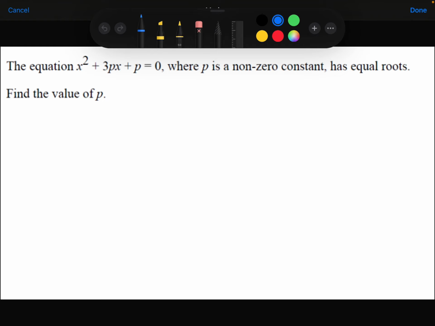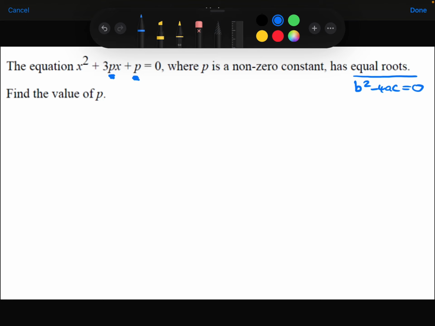So, in this question, we are told that the equation x squared plus 3px plus p equals 0, where p is a non-zero constant, has equal roots. We need to find the value of p. So what value of p here means that this equation has equal roots? So equal roots means that the discriminant b squared minus 4ac is equal to 0.